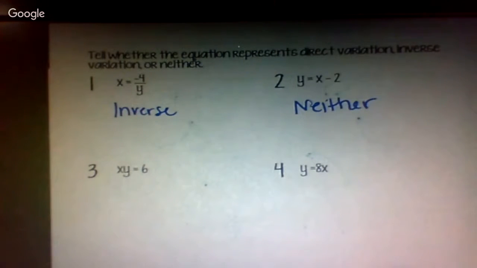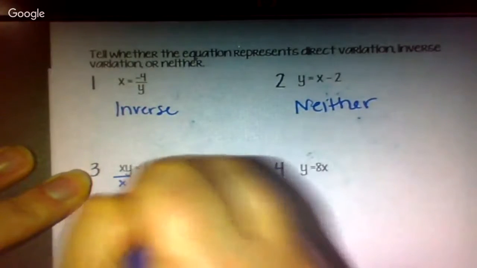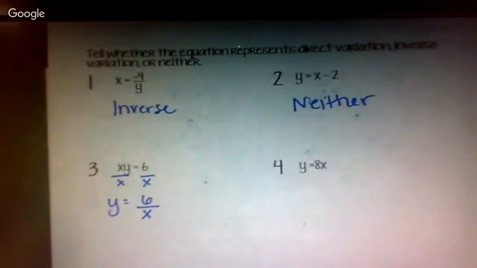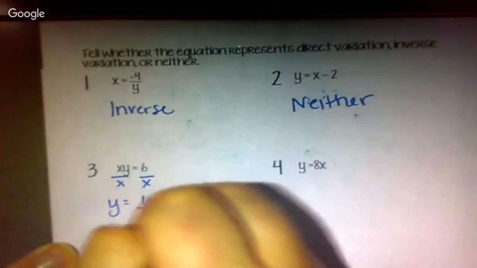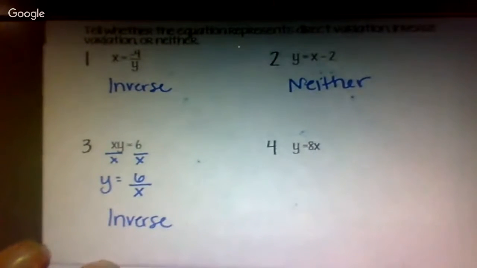Before you can compare, I need to take one of those variables to the other side. Does not matter which one. Which one would you like to move? X. How do I do that? We divide. So I divide both sides by x, which means I'm left with y, and on the right, I'm left with 6 divided by x. Now what is this? Inverse. On the right-hand side, number 4, y equals 8x. That is direct.